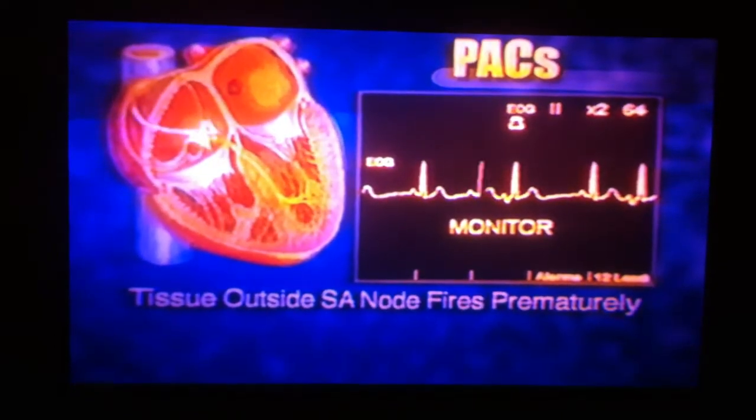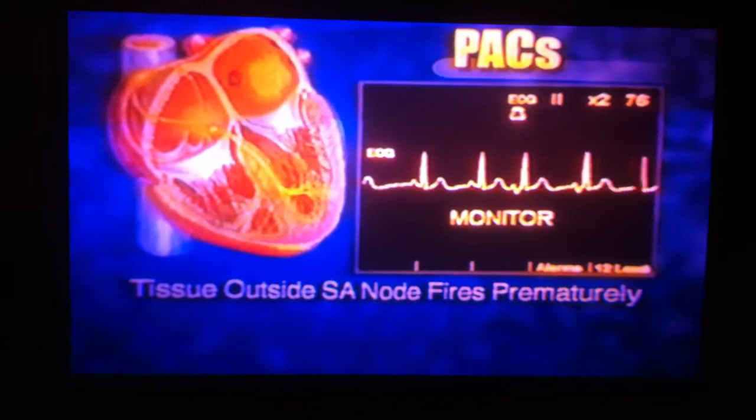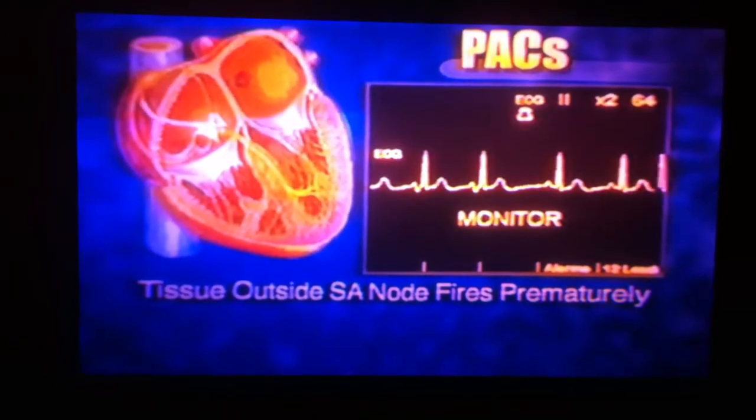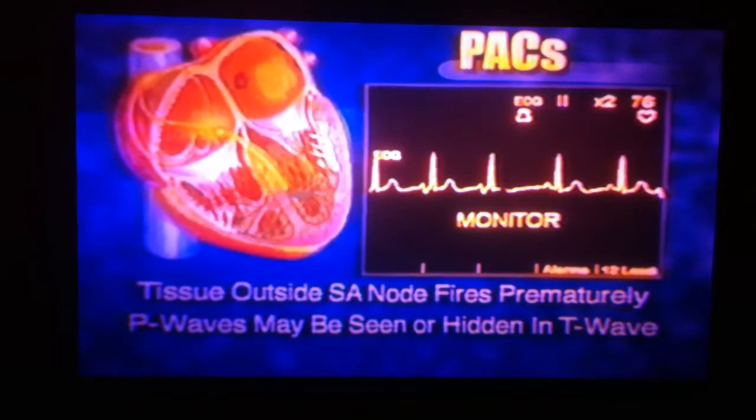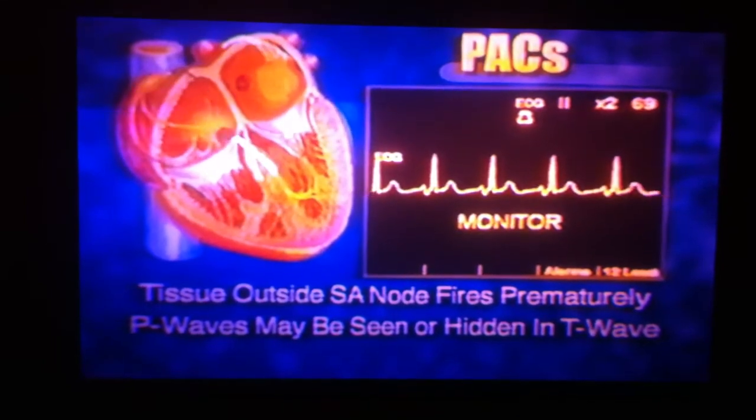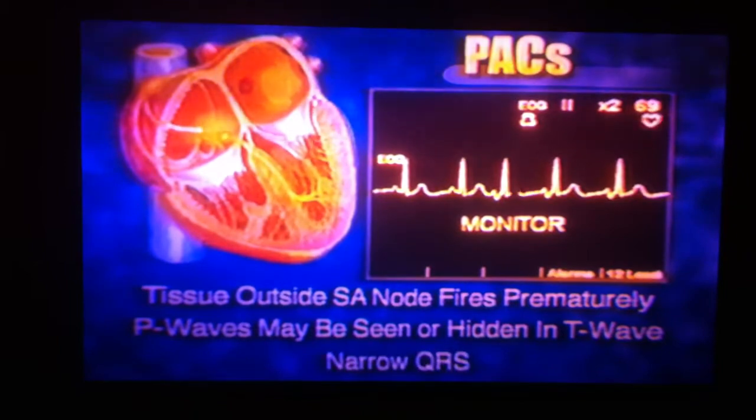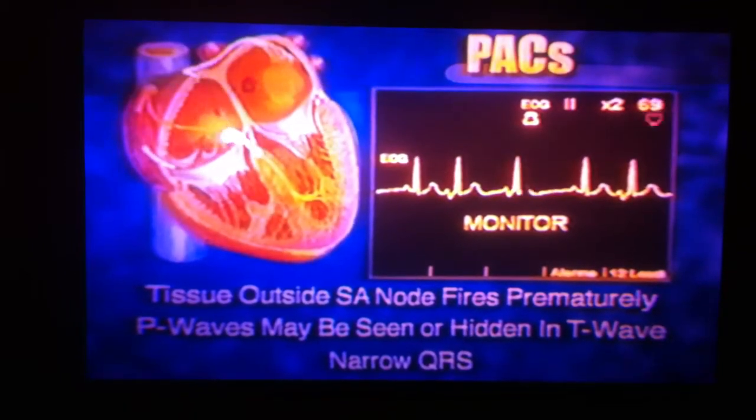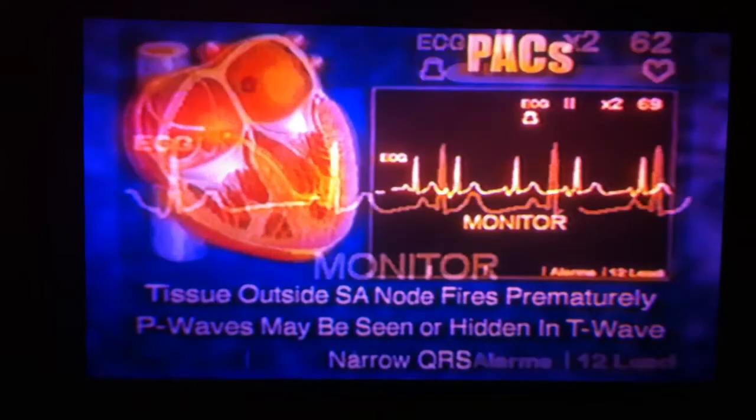A PAC is caused when a portion of the atrial tissue outside the SA node initiates an impulse before the next sinus impulse. Normal P waves may be seen or they may be hidden in the T wave. The QRS complex is typically narrow and will resemble the QRS complexes in the underlying rhythm.